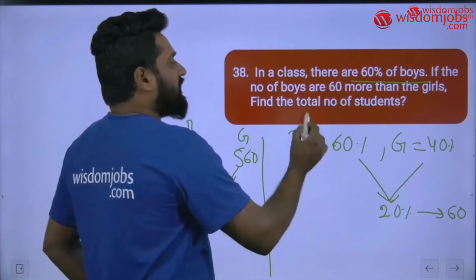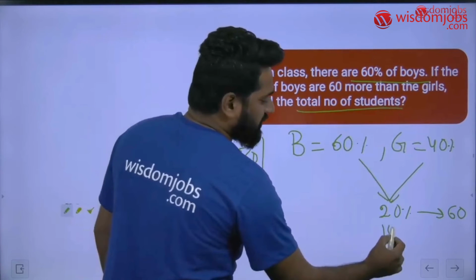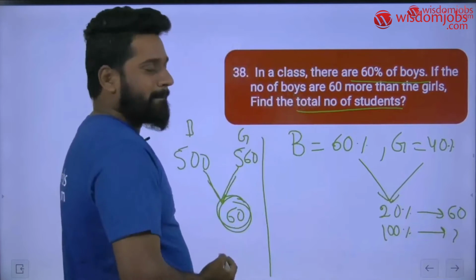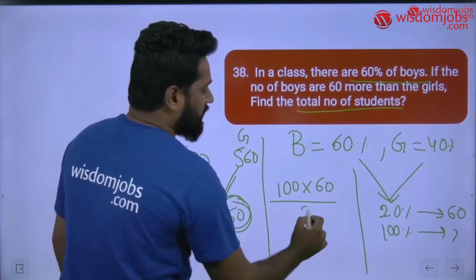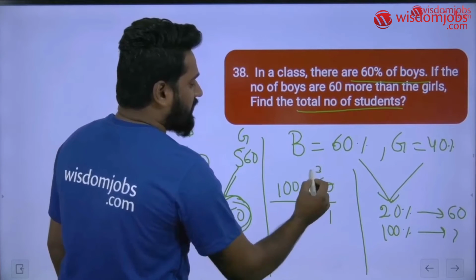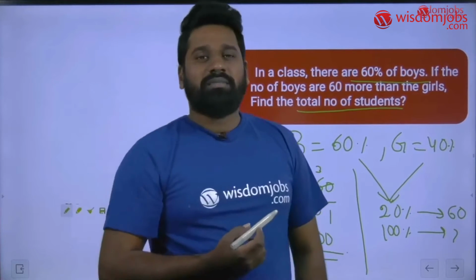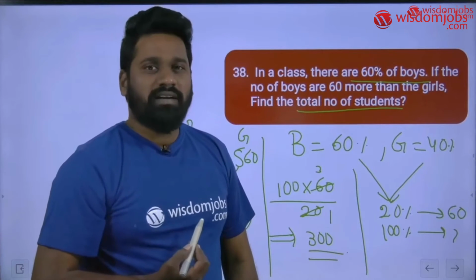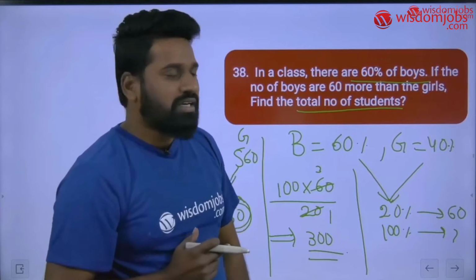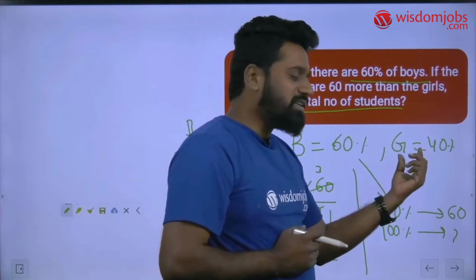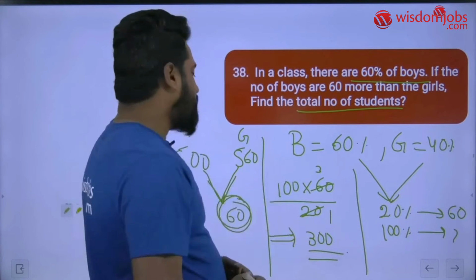Now it is asking to find the total number of students. Total number of students is nothing but 100%. So you can write 100 into cross multiplication, 60 by 20. Three twos are six, so your answer becomes 300. Is it clear? The total number of students in that class becomes 300. In this way, we can do this type of question. This is a very, very important and very basic question. So always remember, take this difference, and this difference indicates the difference of number of boys and girls. Right? Next one.